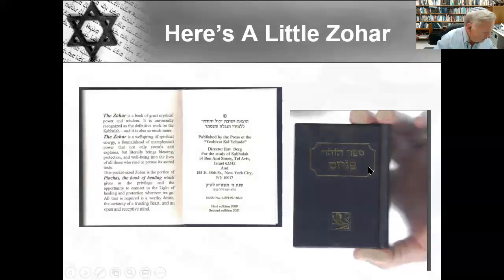Here's a little Zohar, and I mean that quite literally. That's the book I'm holding. I don't know where I got it, but when I was a rabbi, people would contribute lots of books to synagogues, and very few of them would be picked up by people. I would love to give them to bar and bat mitzvah kids. This one is not particularly old.